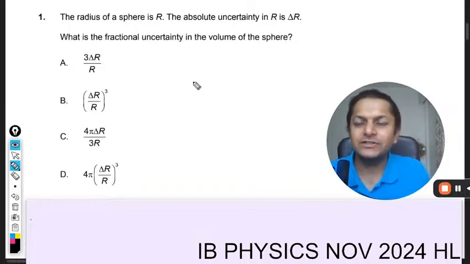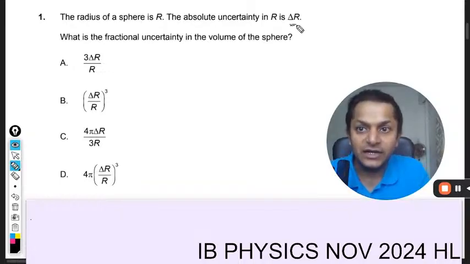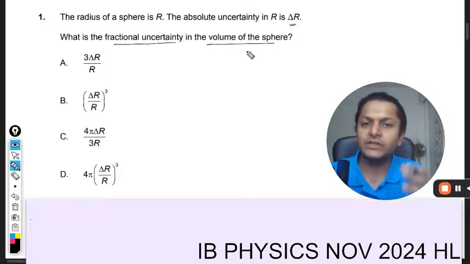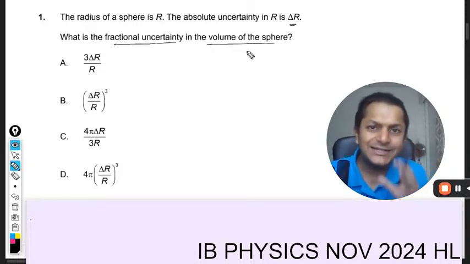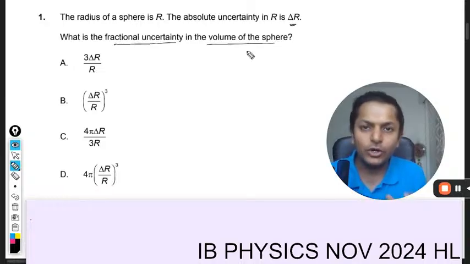The radius of a sphere is capital R. The absolute uncertainty in R is delta R. What is the fractional uncertainty in the volume of the sphere? So it's a very typical question from the topic of propagation of errors in errors and measurements.